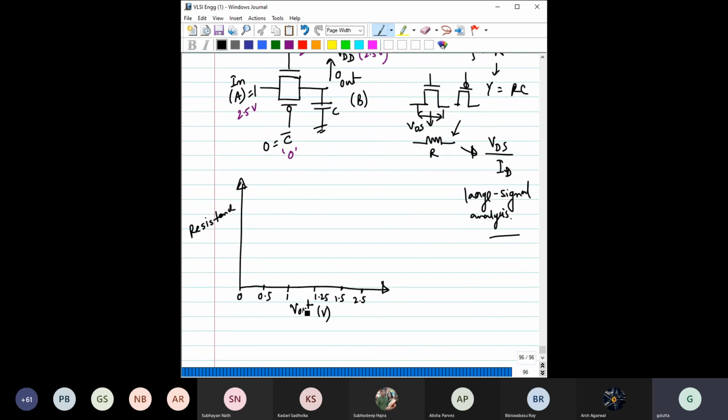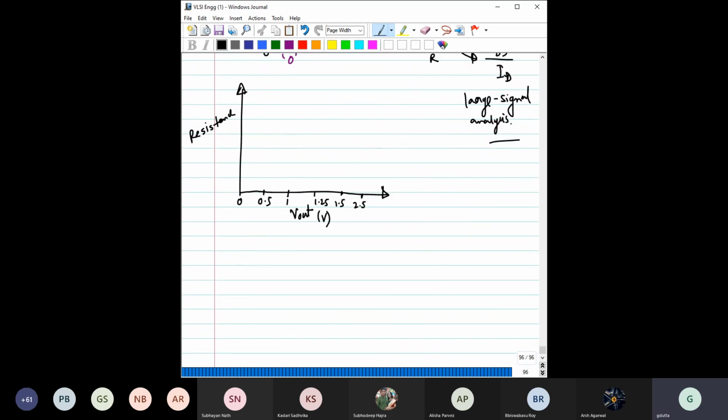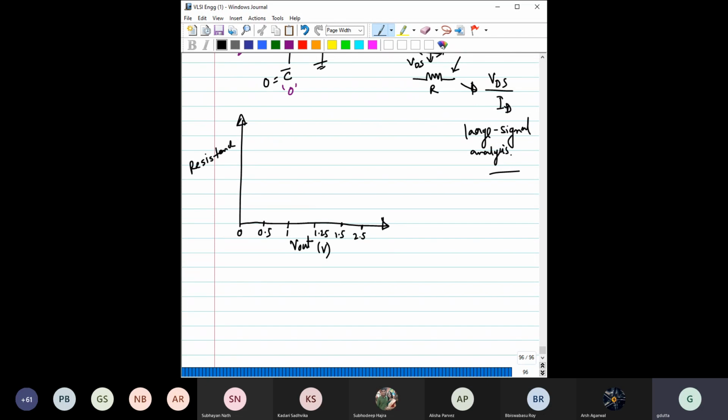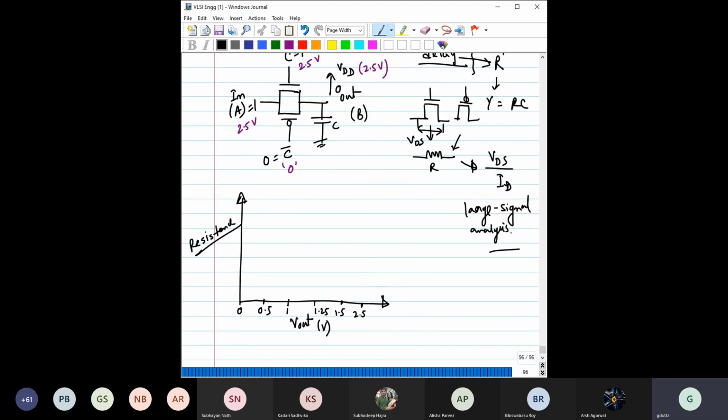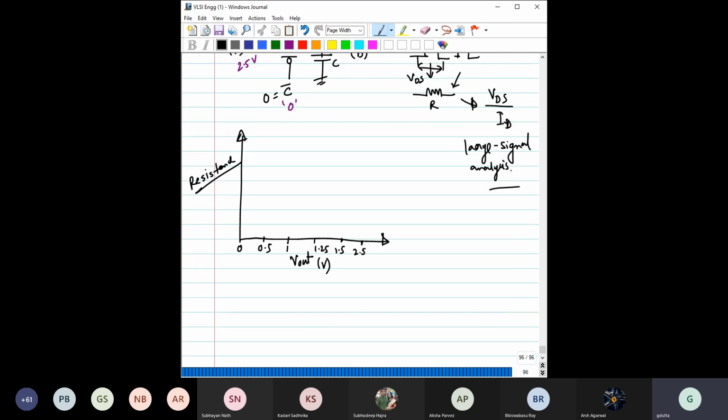Then here is the game. The game is we will plot the resistance offered by both NMOS and PMOS. And what would be the resultant resistance? As they are in parallel, it would be the parallel combination of these two resistances. So let us break this transmission gate into two parts: one is this NMOS, the other one is this PMOS.